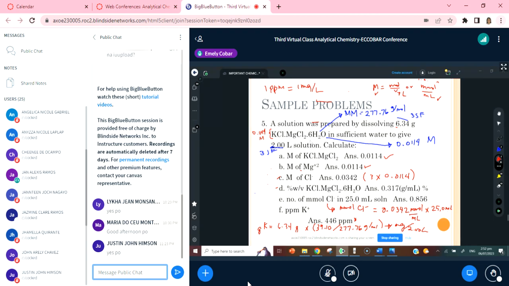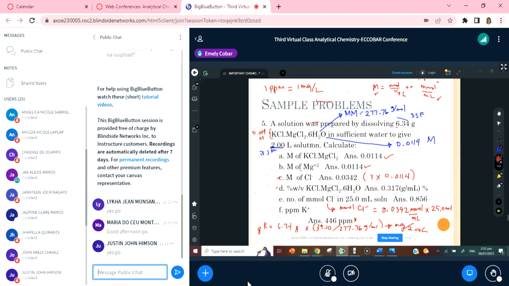Okay? Next. Molarity of the chloride. I would like to get the concentration of this solution in terms of chloride. So titignan ko muna KCl, MgCl2, 6 water. If I have 1 mole, isang ganito, ilang chlorine meron doon? Hindi ba tatlo? 1 plus 2, 3. Okay? So I have 3 moles of chlorine here.